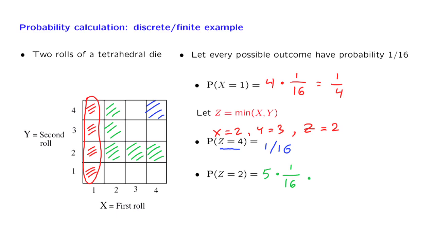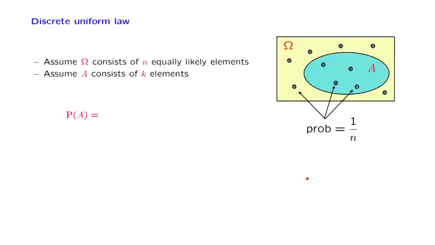This particular example that we saw here is a special case of what is called a discrete uniform law. In a discrete uniform law, we have a sample space which is finite, and it has n elements, and we assume that these n elements are equally likely. Now, since the probability of omega, the probability of the entire sample space, is equal to 1, this means that each one of these elements must have probability 1 over n. That's the only way that the sum of the probabilities of the different outcomes would be equal to 1 as required by the normalization axiom.